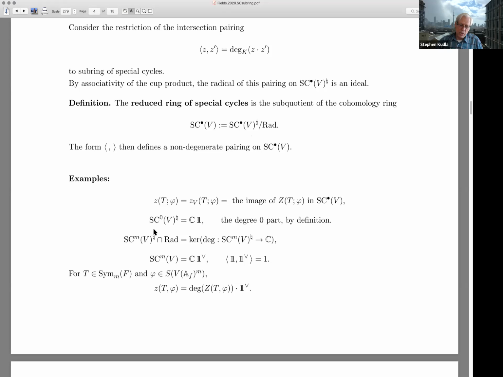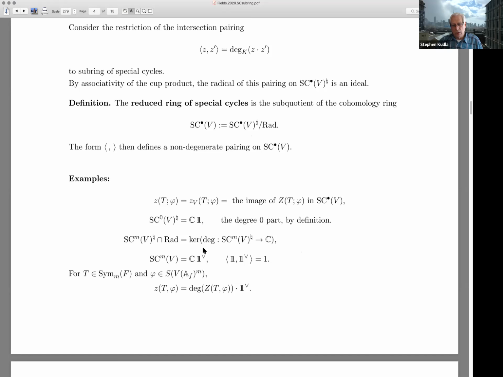And notice that, for example, the degree 0 part of the special cycles is by definition just the trivial class. And that will just be the same inside of this special cycle ring because there's nothing much to do to it. Now, if I go to the top degree, so this is degree m, notice I've shifted my grading.